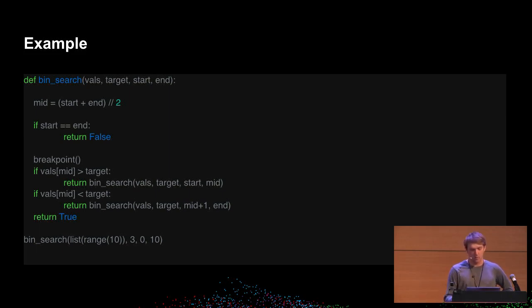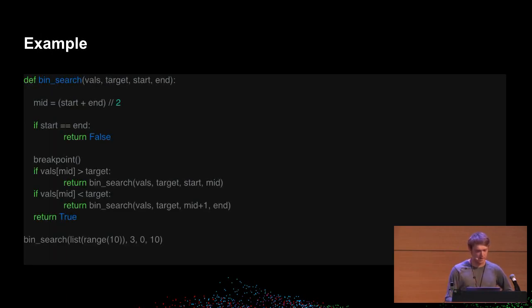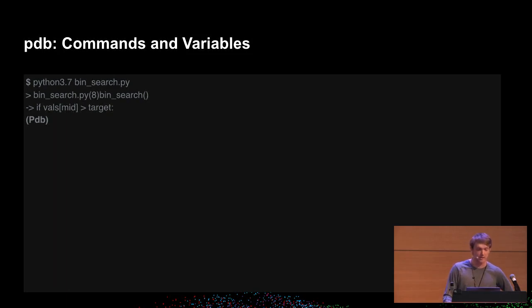And what will happen if we run this code? Since there is a breakpoint, it'll stop as soon as it reaches line 7 or 8, just after breakpoint. It actually tells us on line 8, we've stopped at if vals[mid] is greater than target, pausing execution here, so we really have the power to investigate how we want to. But we don't have the power yet, because we don't even know what commands PDB gives us. And we can get some help.